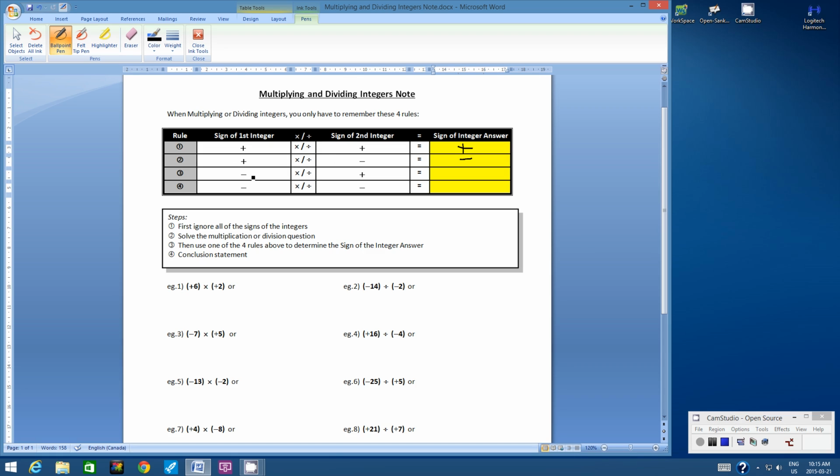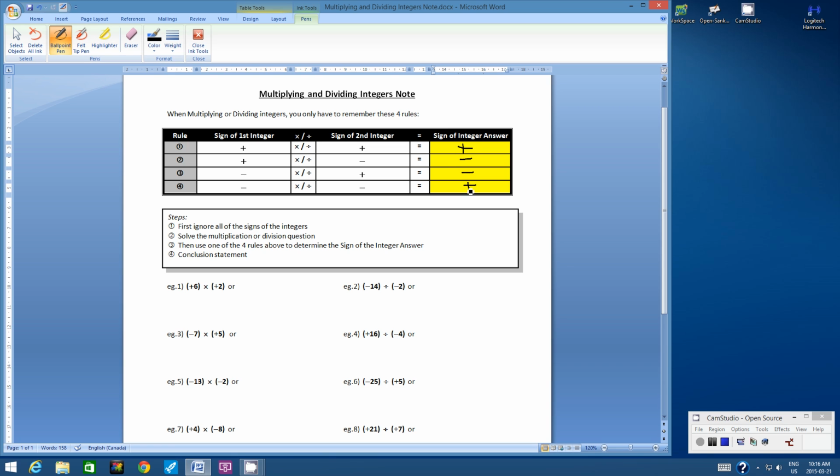Rule number 3, if we have a negative integer multiplied by a positive integer, well, that's exactly rule number 2 except reversed, isn't it? So we're also going to have a negative. And for rule number 4, if we have a negative times a negative or a negative divided by a negative, we're going to have a positive.